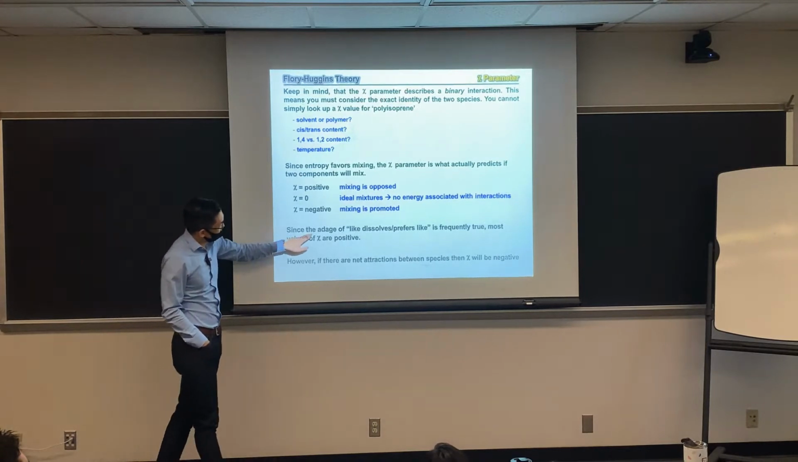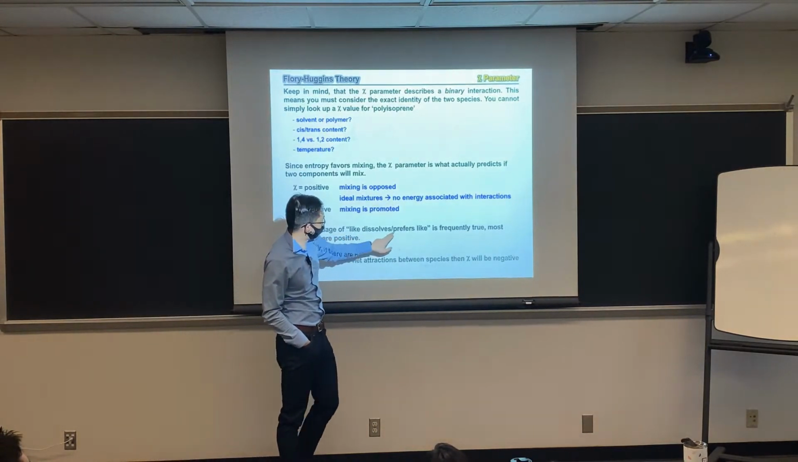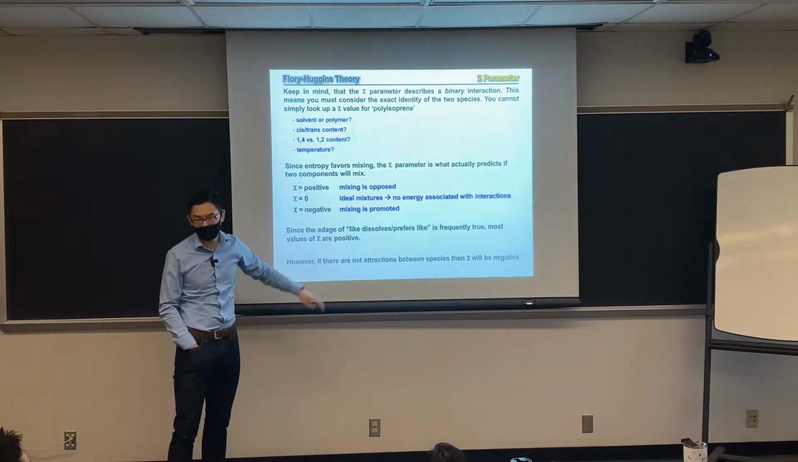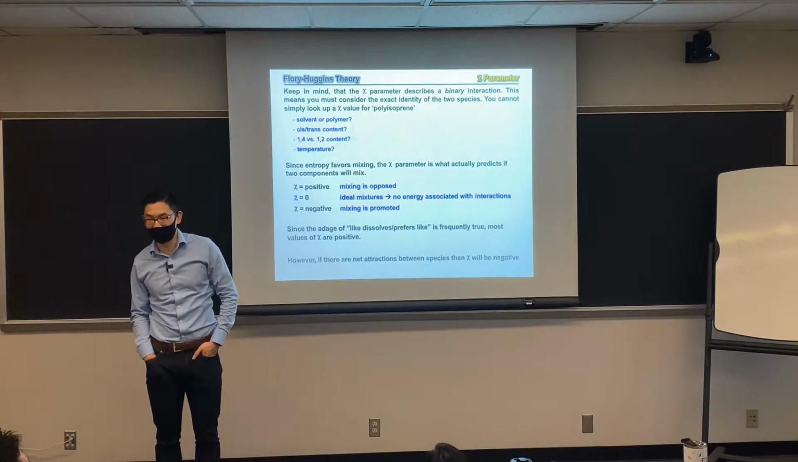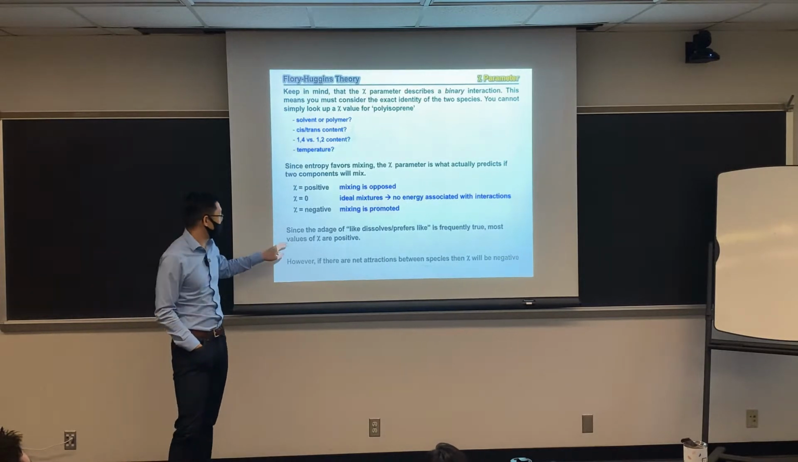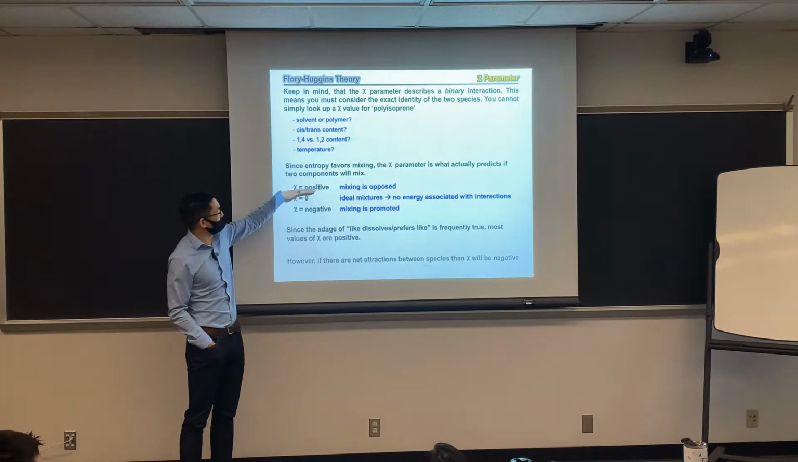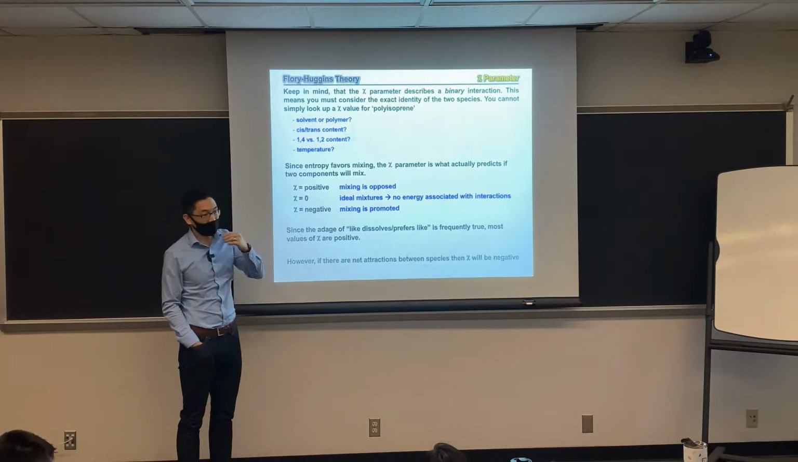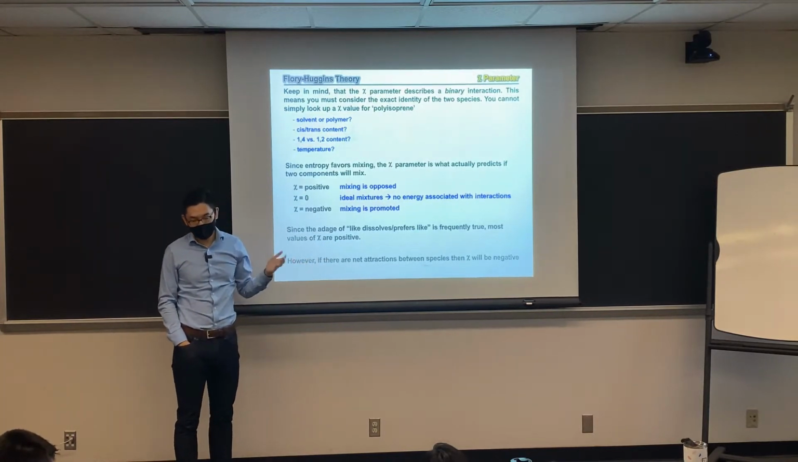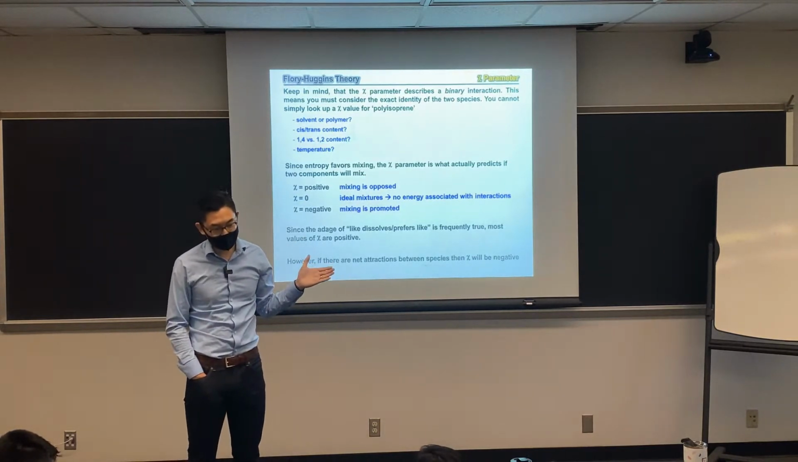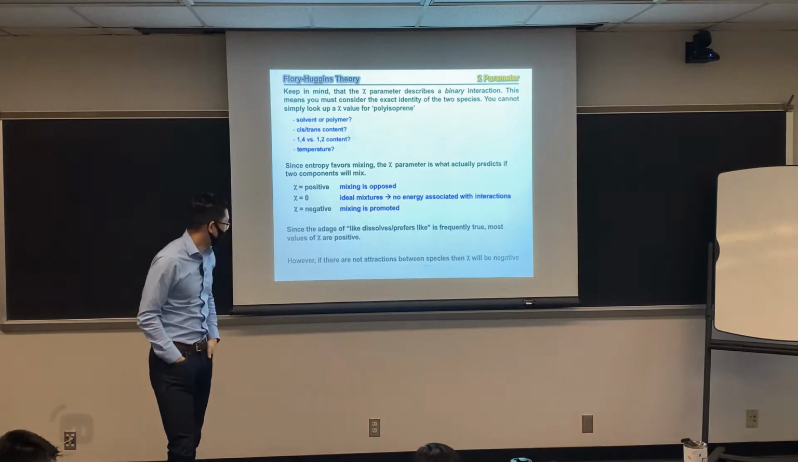Since the adage that like dissolves like is frequently true, what that means is you can look at the solubility parameter and predict the chi. But generally speaking, most of the chi values are positive. So we will fall into this range, and you need to determine the significance of the chi value, or enthalpy value, with respect to the entropy. Okay?